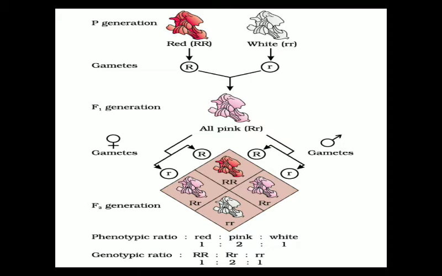The flower color in snapdragon is denoted by a gene, and this gene is commonly denoted by R. What is the genotype of the red flower? Capital R, capital R. What is the genotype of the white flower? Small r, small r. So when a pure red flower possessing snapdragon plant was crossed with a pure white flower bearing snapdragon plant, then in the F1 progeny, the snapdragon plants which were produced possess pink flowers.